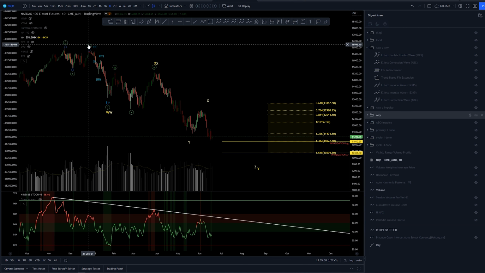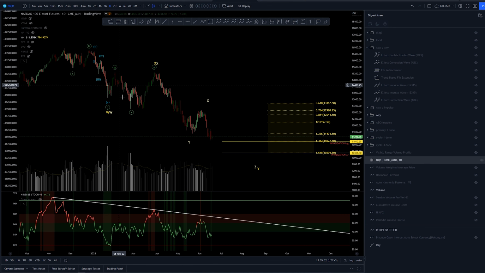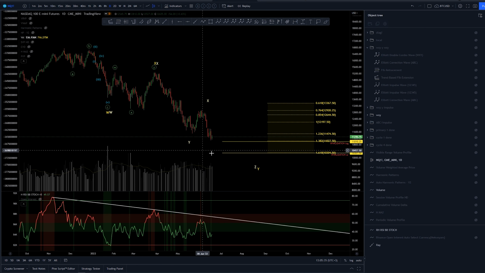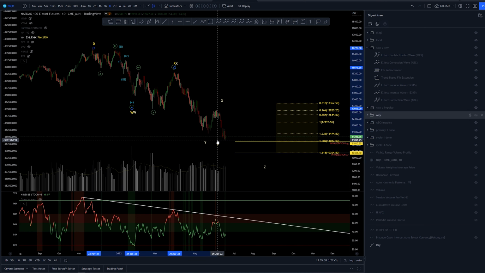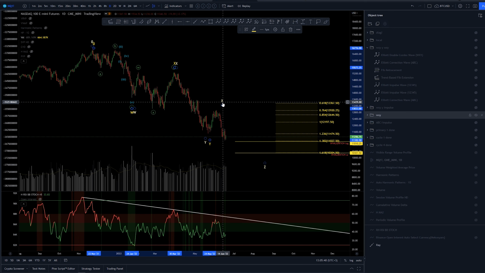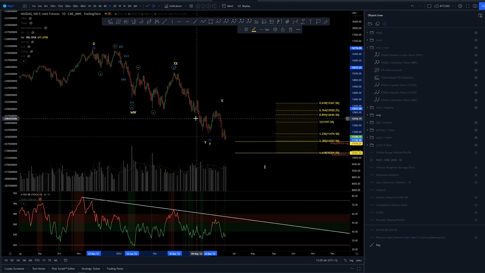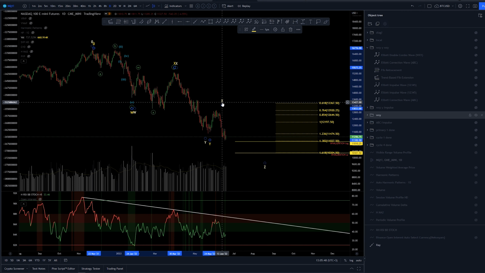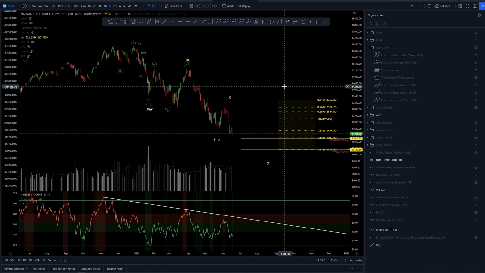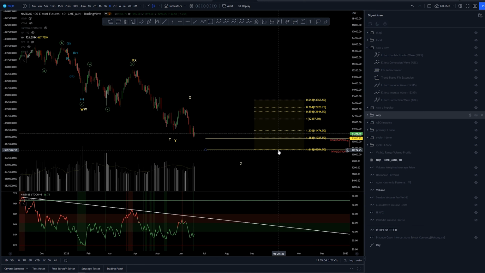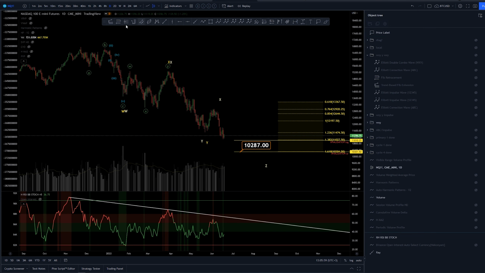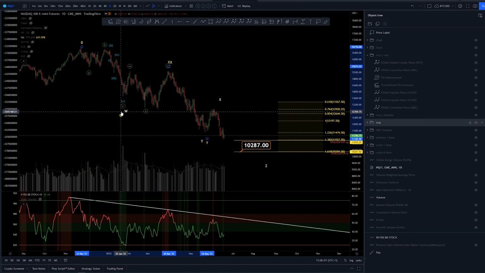For this one, we have this again labeled as an ABC into W, WXY into X, and now after that point we would be looking for wave Y. It is also possible that we are actually in a triple correction instead of this double correction of WXY. We're using WXYXZ. Whenever we are going to be crossing this area here around $10,300, we would have to be getting into this scenario at that point, as we can't have the wave Y go beyond the 1.618 of this first wave here of W.